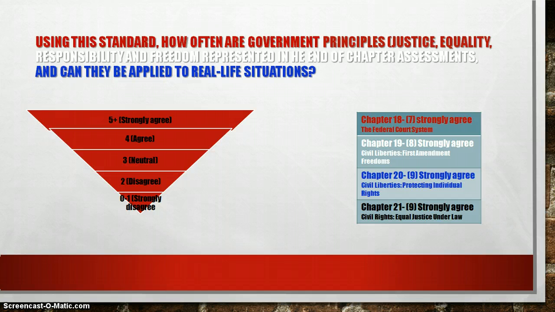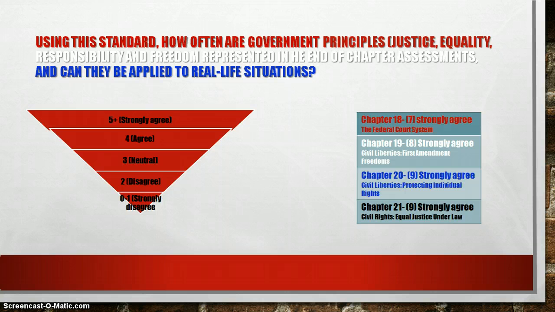To answer this question, I based it on data I gathered from the unit and inferred that if the chapter had 5 or more terms relative to basic government principles in the chapter objectives, I placed it under the strongly agree category. If it had 4, I put it in the agree category, 3 neutral, 2 disagree, and 0 to 1 strongly disagree. I interpreted that because these chapters included terms of basic government principles in the objectives, these chapters accurately represented this standard.